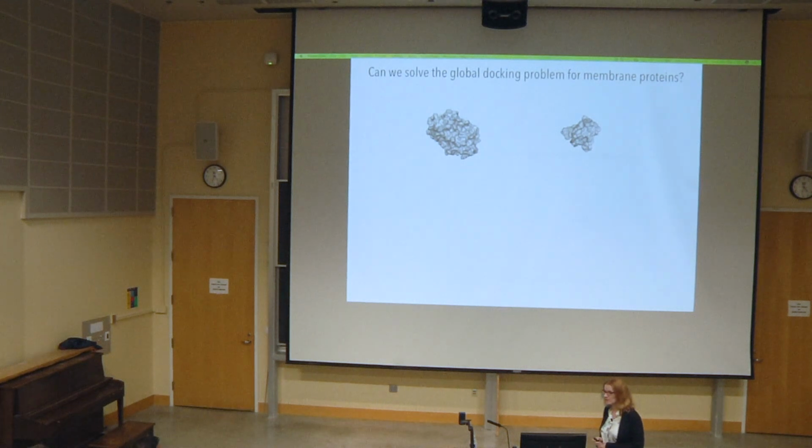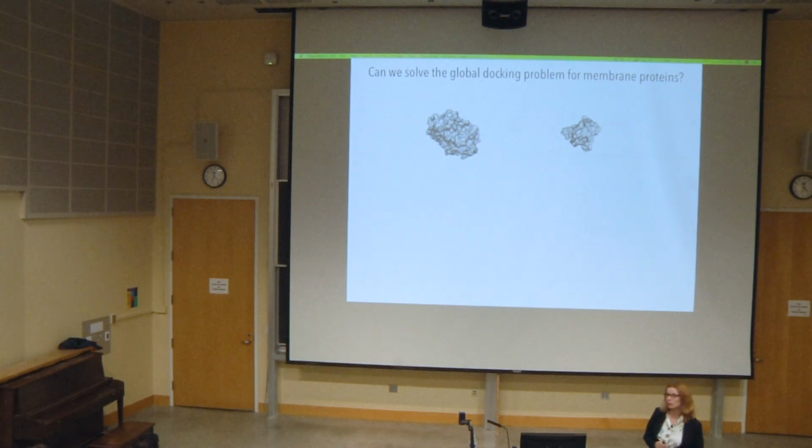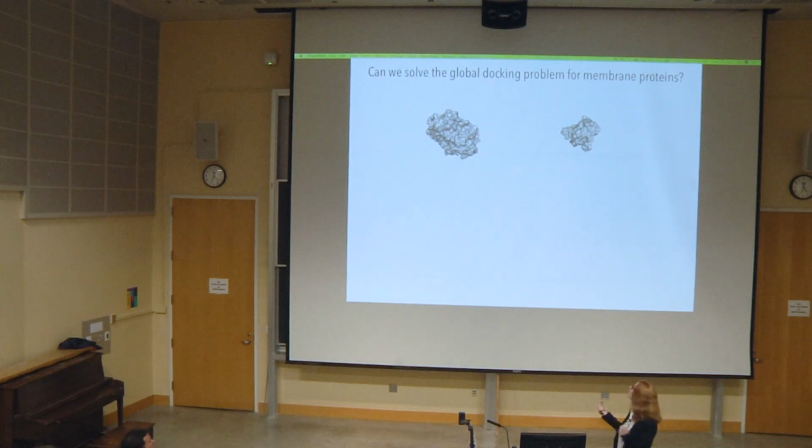And so this is actually what we call a global docking problem. And for soluble proteins, that global docking problem looks like the following. You have two proteins floating around in solution, and each of them has 3 degrees of rotation and 3 of translation, and you don't know how they come together. So the conformational search space is enormous.